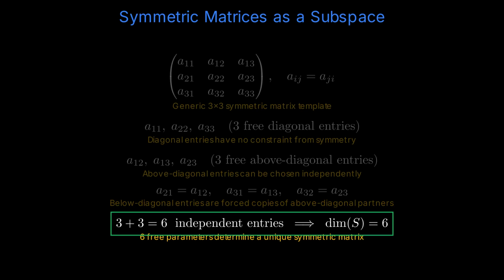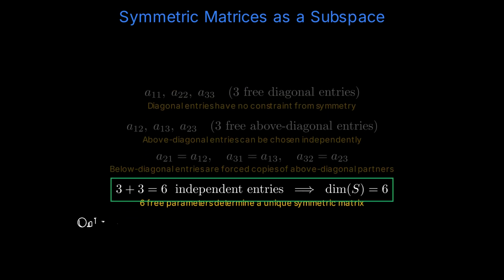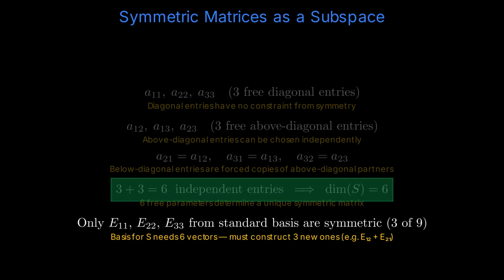Here's one subtlety worth noting. Only 3 of M's 9 standard basis matrices are themselves symmetric, namely the diagonal ones, E11, E22, and E33. But a basis for S needs 6 vectors, so most of them won't come from M's standard basis. We need to construct new basis vectors like E12 plus E21 to capture the off-diagonal symmetric structure.